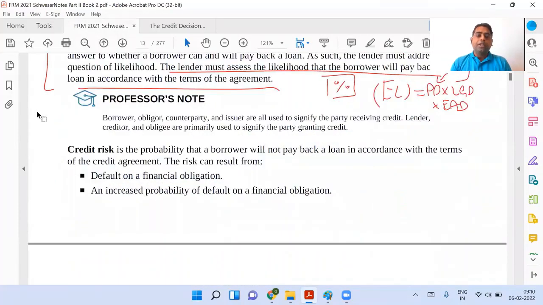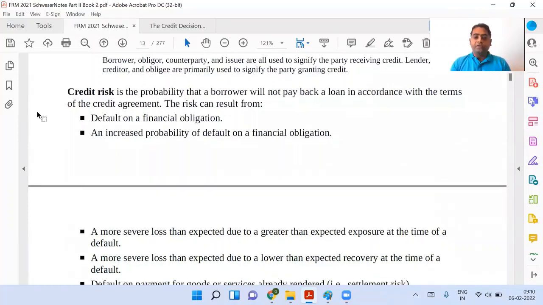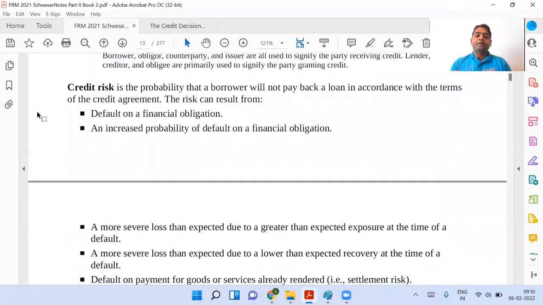Now that they have given you some basic definition of credit risk, I'll be explicitly connecting it back to the expected loss formula. Credit risk is basically, the first line is fairly simple, that the borrower was not able to repay the amount. The risk can result from what? First, it can be a straightaway default. Default in the sense the borrower is saying I don't have an ability to pay now.